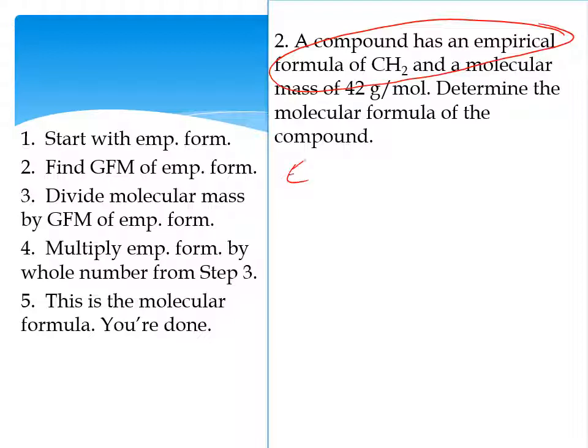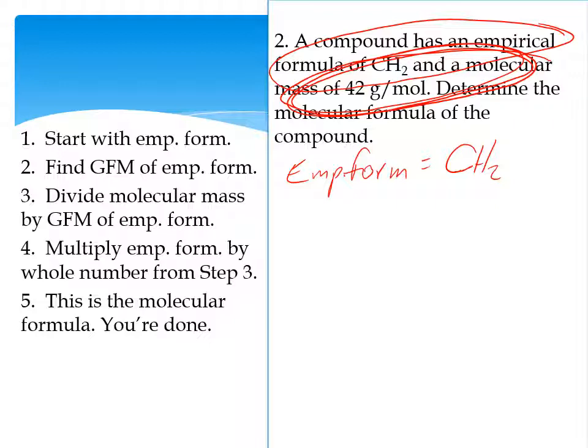So our empirical formula equals CH2. That's our simplest ratio. We're going to base everything off of that. Our answer will be some larger version of that ratio. And it also says it has a molecular mass of 42 grams. Now, molecular mass is like saying molar mass. That means it's the bigger version.